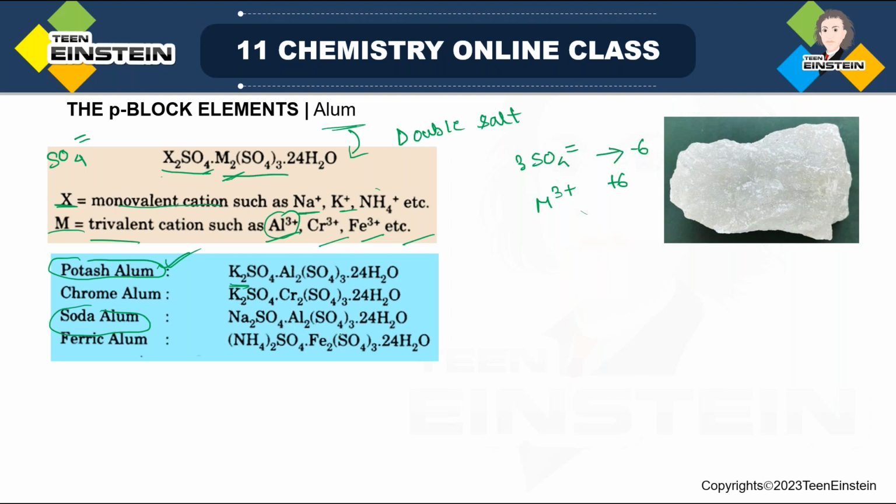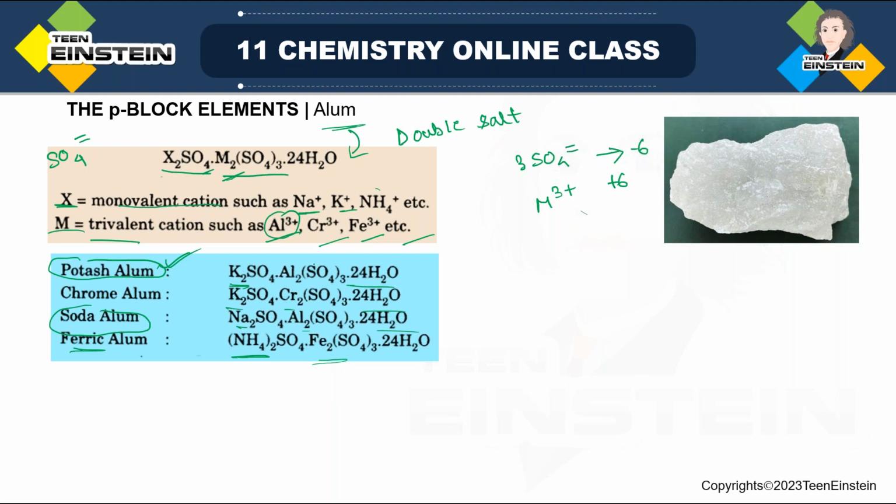Okay, so in potash alum we have K2SO4·Al2(SO4)3·24 water molecules. Basically 24 water molecules is common for all. Here we have potassium and chromium 3 plus, sodium and aluminium 3 plus. Here we have ammonium and iron 3 plus, ferric alum. Ferric means 3 plus. Ferrous is 2 plus. Okay.